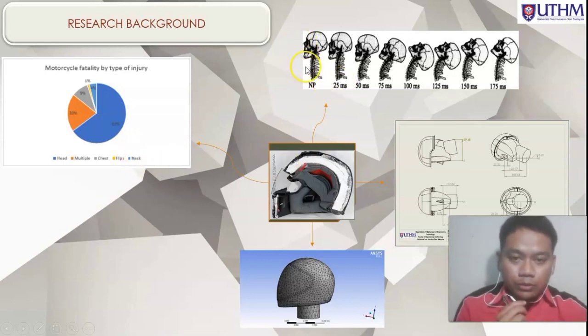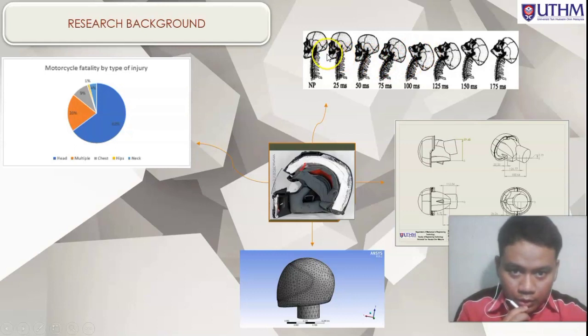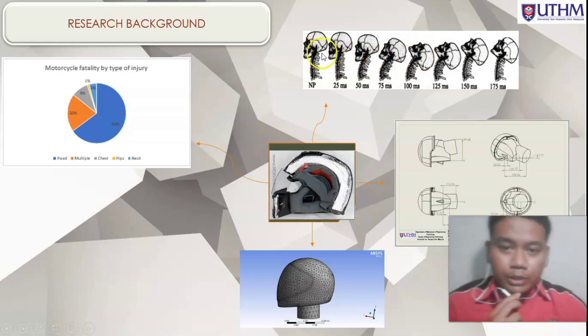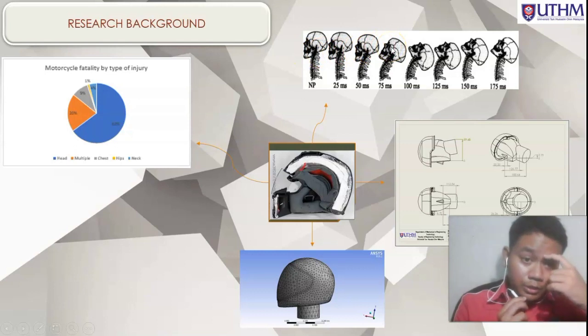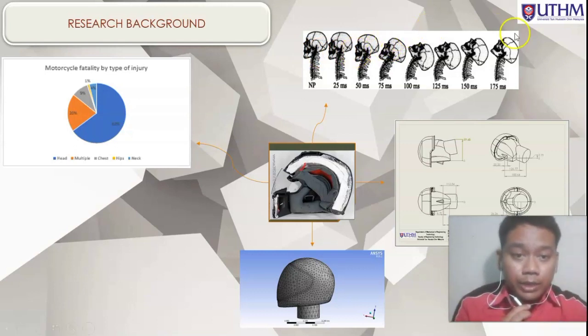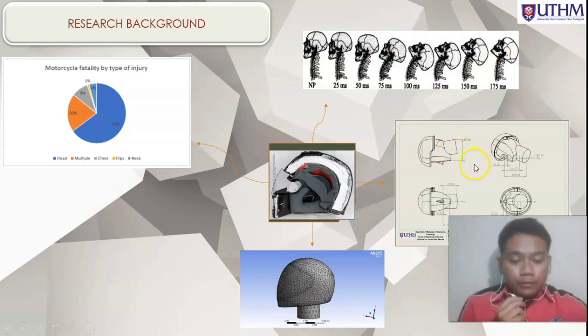Okay, and then we have also the study about the whiplash injury happens to the motorcyclist when the high velocity of air at an instant time happen to the head of the motorcyclist. The blast of the wave of air will cause the head movement, the neck movement from the front to the back.